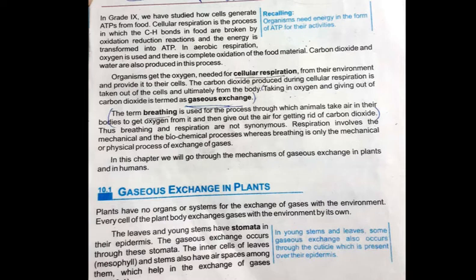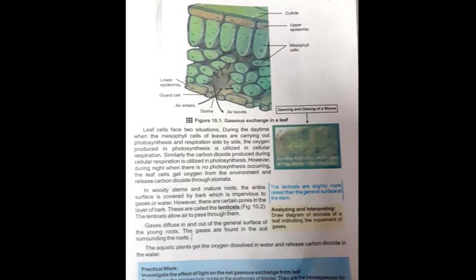First of all, you can observe the structure of a leaf, which is present on page number 3 in figure number 10.1. Basically, the structure of a leaf consists of an upper layer, which is called the upper epidermis, and the lower layer of the leaf is called the lower epidermis. Just like the skin of the human body, the upper layer of our skin is called epidermis. So the first layer of the leaf is called the upper epidermis. Above the epidermis, there is a layer of cuticle. Cuticle is a wax-like structure that covers the surface of a leaf.